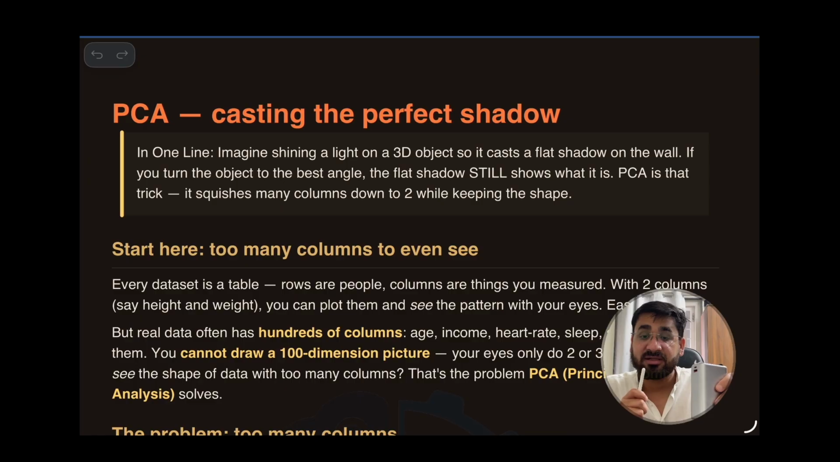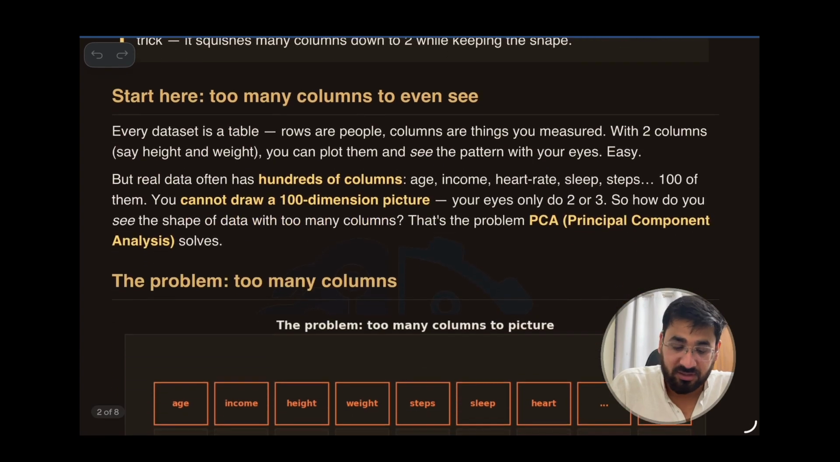Now the real smartness is, what should be the angle of this torch? This is not a torch, but suppose this is a torch. What should be the angle of this torch so that I can get the maximum information on the shadow from this object? Finding that best angle is the real pain point here, and that's what we are going to do in the machine learning model. So this is the whole story. Now come to the real problem.